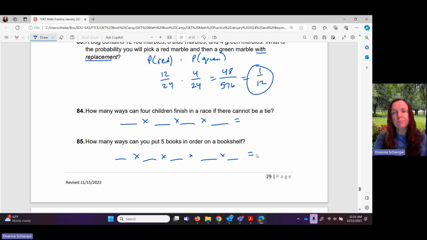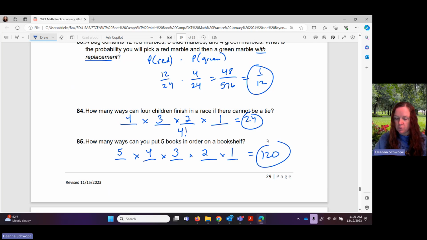So the first one, number 84, 4 children. There are 4 options for first place. Once one of them finishes first, you only have 3 options for second. You only have 2 options for third and 1 option for fourth. If you multiply those together, it comes out to 24. This is also sometimes written as 4 factorial, which just means 4 times every number smaller than it. 85, like I said, same thing. You have 5 books to choose from for the first, then 4 for the second, 3 for the third, 2 for the fourth, and 1, and that comes out to 120.